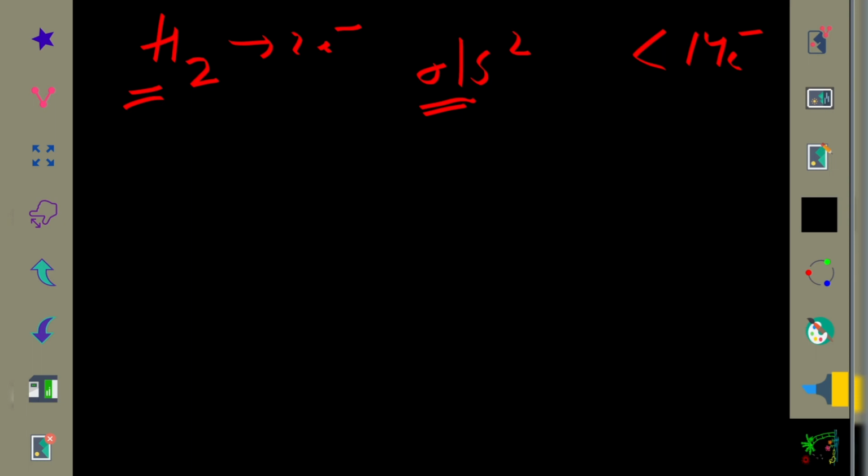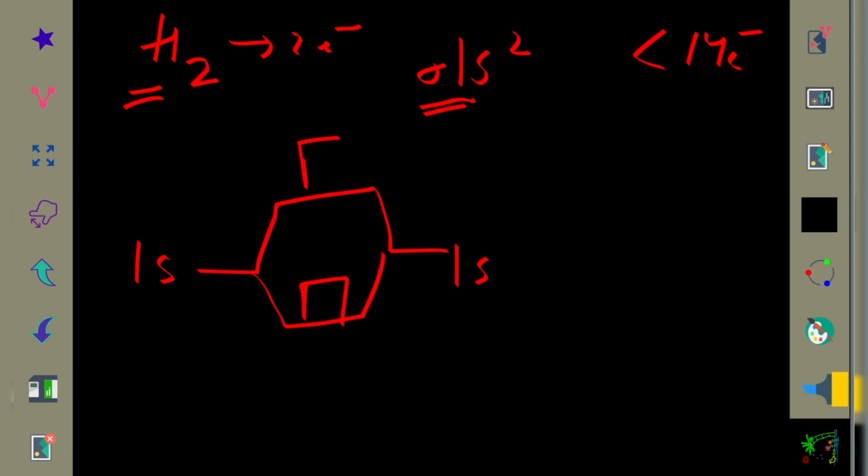So the molecular orbital diagram will be like this. No need to draw again and again; I am just telling you for easy understanding. So this is sigma 1s and this is sigma star 1s. Because we have the ground state H2 molecule, 2 electrons will be filled here, right?